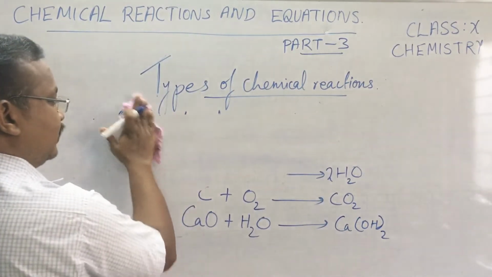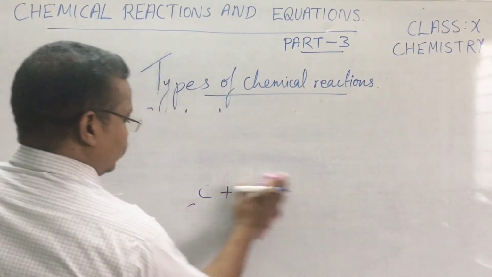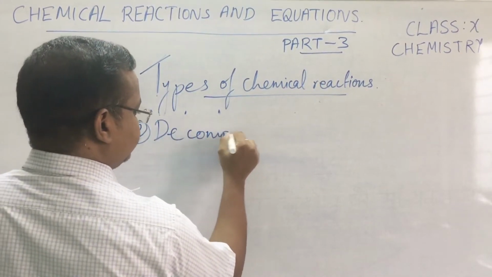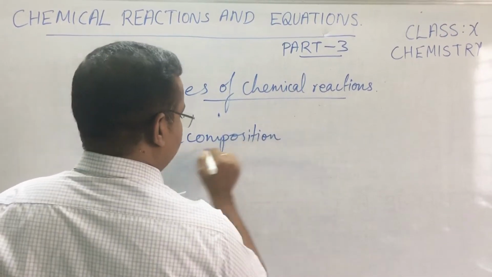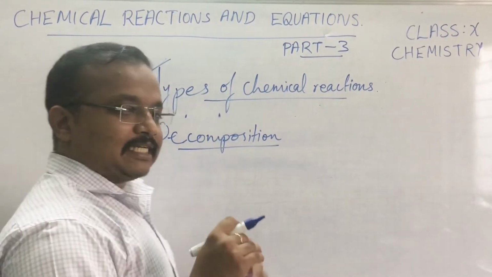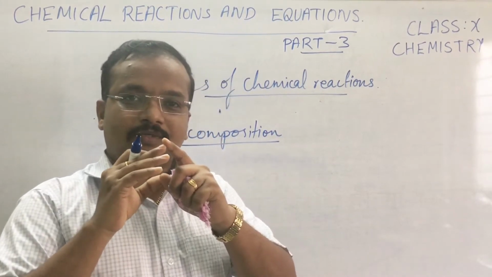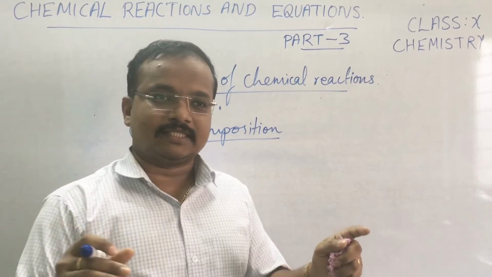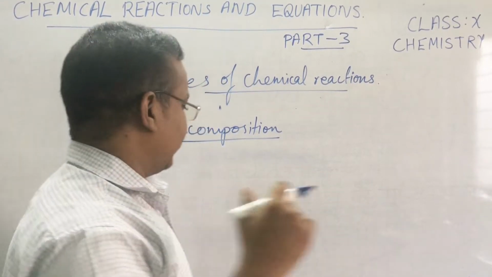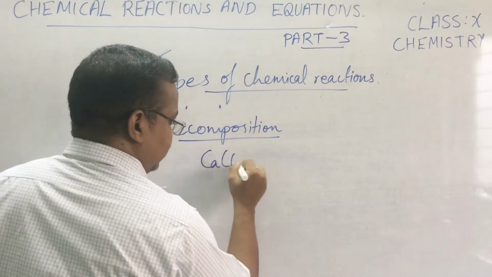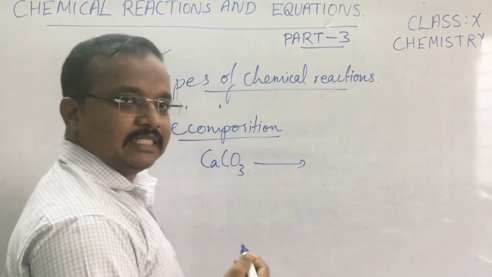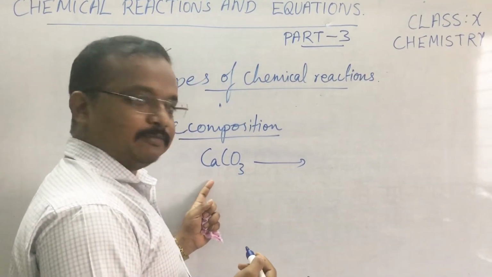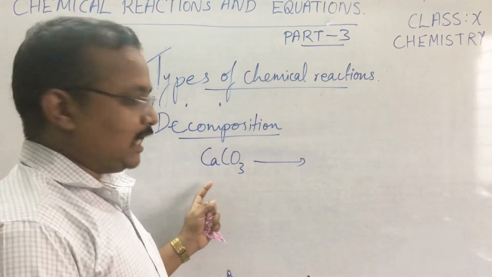Now we shall look at the second one, that is decomposition reactions. As the name suggests, a particular substance decomposes into simpler substances. Simpler substances can be two or more substances, like calcium carbonate, CaCO3. What is the formula of calcium carbonate? CaCO3, because carbonate valence is 2 and calcium's valence is 2. When you crisscross, you get calcium carbonate.